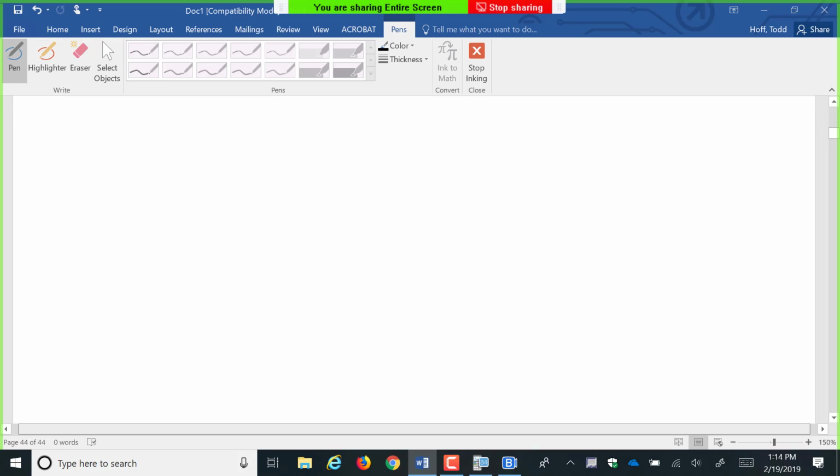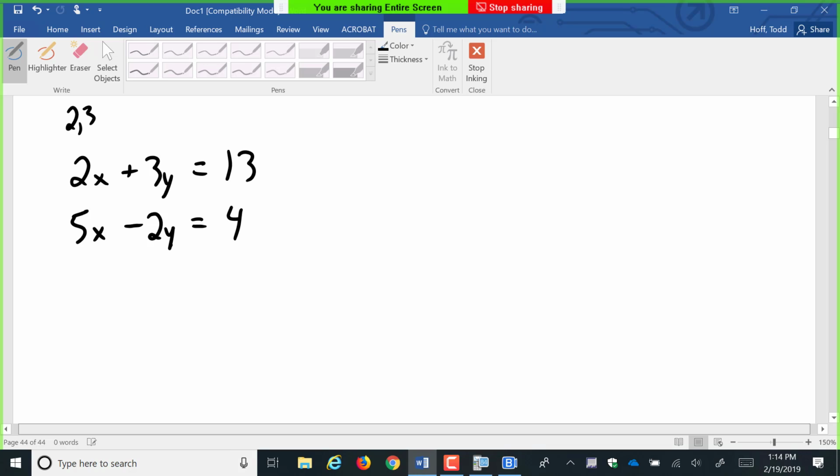So let's do 2x plus 3y equals 13, 5x minus 2y equals 4. Again, look at each variable and think about what you would want to turn them into.